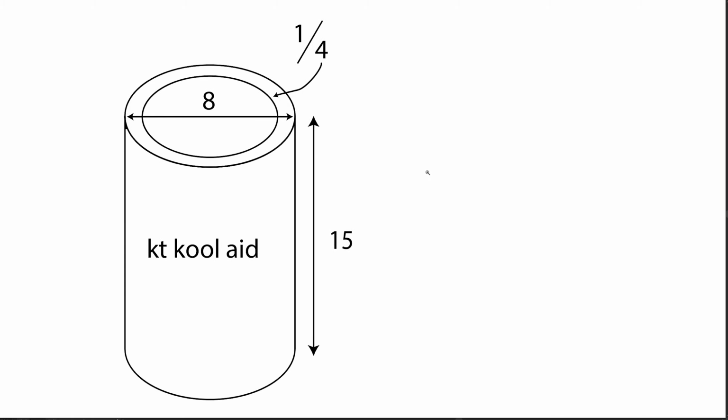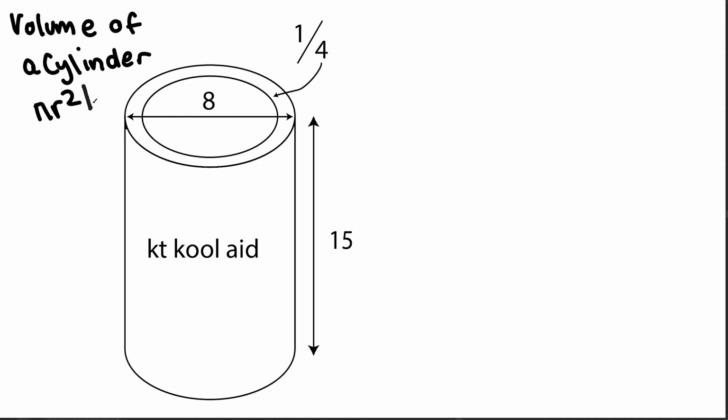So here I have this cool container, and it says KT Kool-Aid on it. So what I want you to do is try to find the volume of this, but the one thing I need to do is remove this part, this outer lip of the container. So first, let's recall the volume of a cylinder. So volume of a cylinder is equal to pi r squared h.